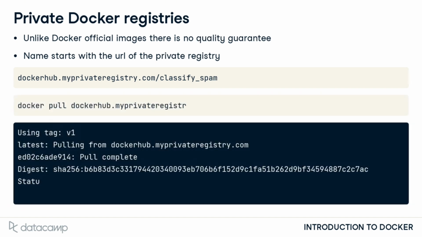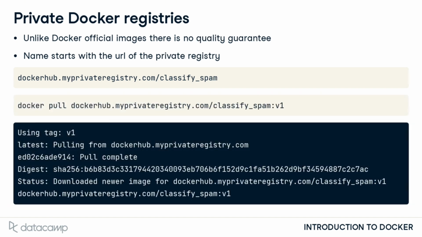For example, the image we see here comes from dockerhub.myprivateregistry.com. Downloading or pulling an image from a private registry is also done using docker pull. Because the image name includes the Docker registry URL, the image will automatically be pulled from the correct registry. For example, to pull the previously mentioned image, use docker pull followed by the full name of the image. Here too, we can append a colon followed by the version.